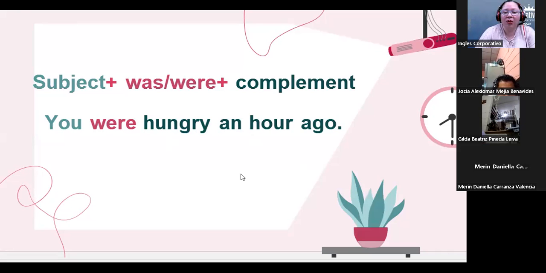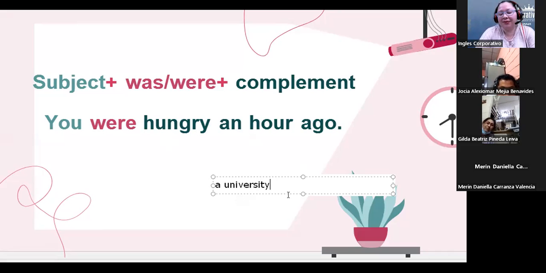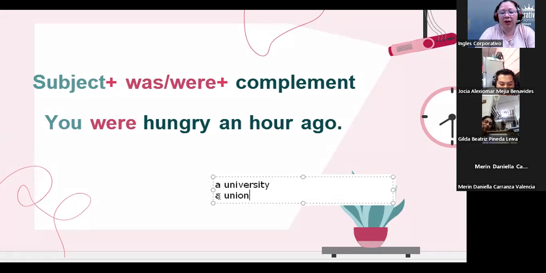Eso da lo mismo también, porque acá así sería a university y no an university, ¿verdad? Dice a university, porque es como que tuviera una J, university, pero por eso decimos A, porque tiene un sonido de consonante. Union, por ejemplo, también. Una unión, a union. No decimos an union, right? Eso es lo mismo acá.